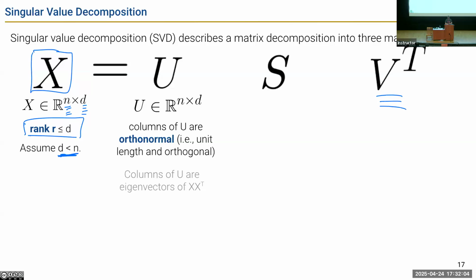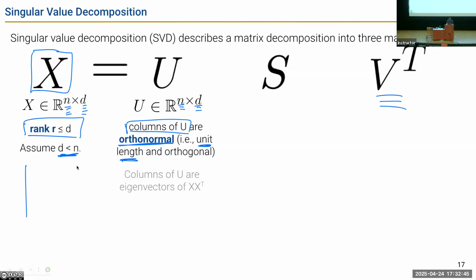So what is U to start? U has the same dimensions as X. It has n rows, the same count as the observations, and the same number of columns as features in X. All of the columns of U are orthonormal. What that means is they're unit length. So if I were to compute the L2 norm of each of the columns of U, I'd get 1 for each of them. And they're also orthogonal. If I multiply the columns of U by each other, they're all orthogonal to one another, so I'm going to get 0.